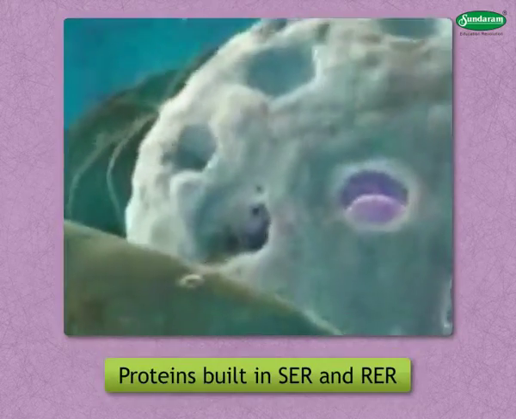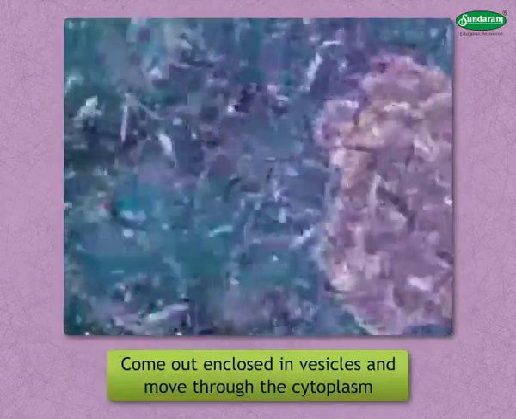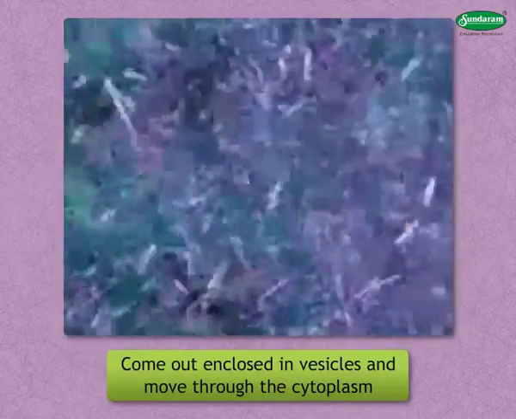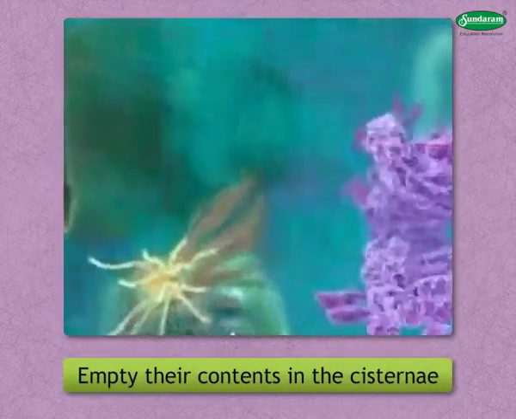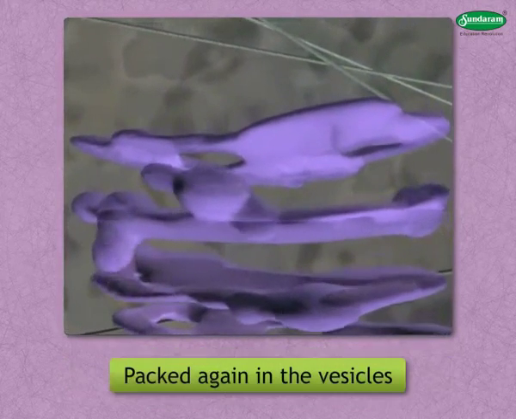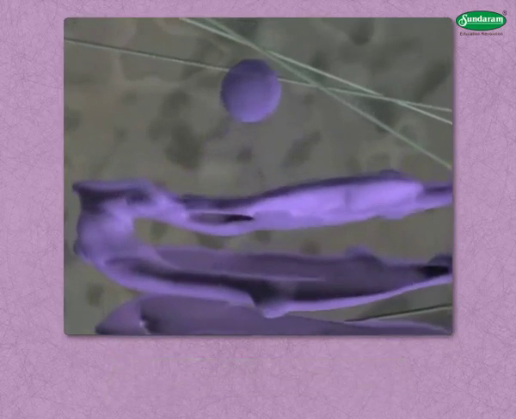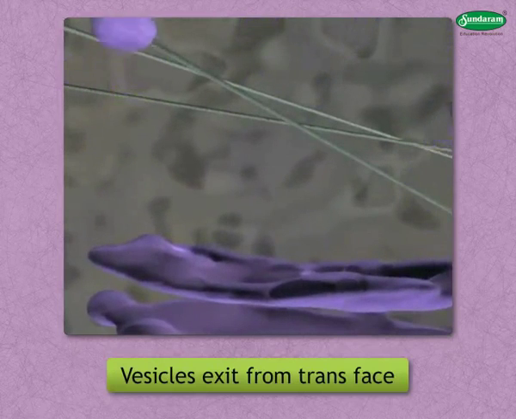The proteins built in the smooth endoplasmic reticulum and rough endoplasmic reticulum come out enclosed in vesicles and move through the cytoplasm. When they reach the Golgi apparatus, they fuse with the cis face, or formation face, of the Golgi membranes and empty their contents in the cisternae. As they pass from fold to fold, they are biochemically modified by the enzymes present in the cisternae and are packed again in vesicles. These vesicles exit from the trans face, or maturation face.